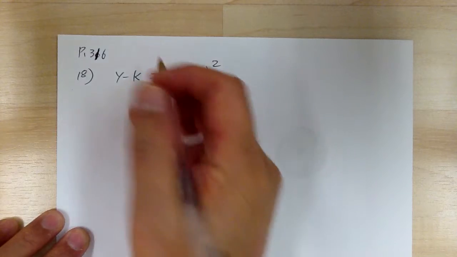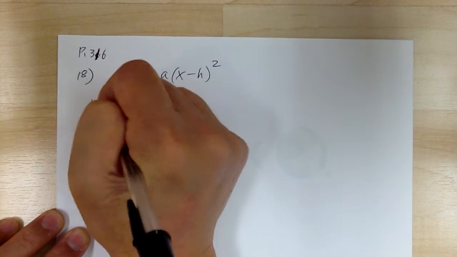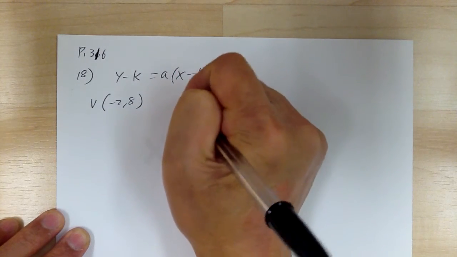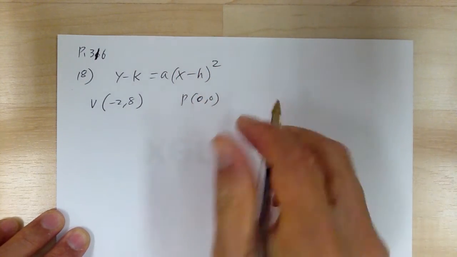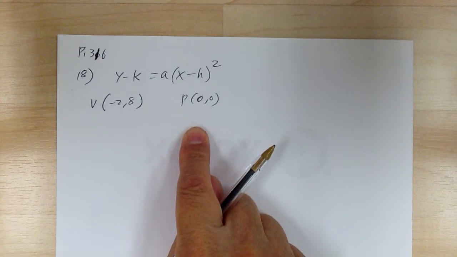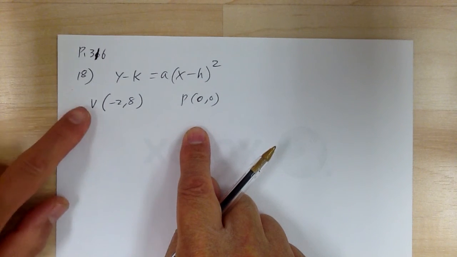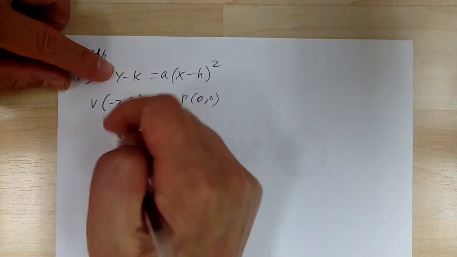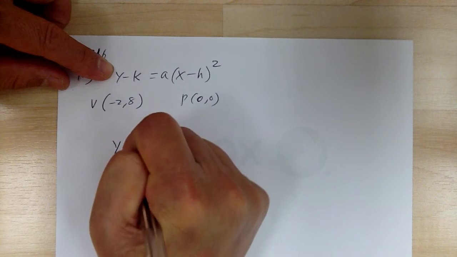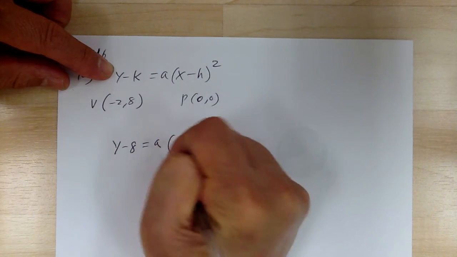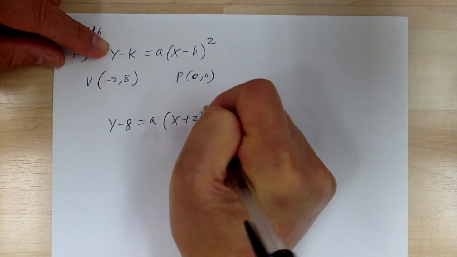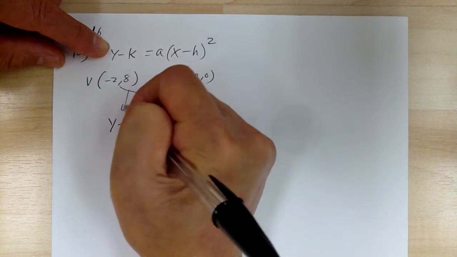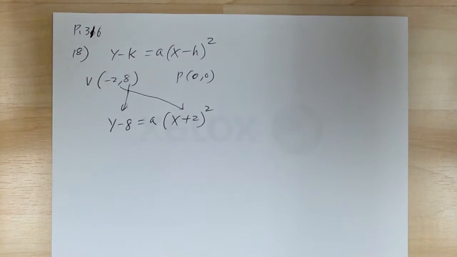So number 18, it says the vertex is negative 2, 8, and it contains the origin. So it has a point. So P is a random point. Okay, so P is a point on the graph. So first, again, you want to get the vertex in the equation. So vertex is negative 2, 8. So your equation is going to be y minus 8 equal to a times x plus 2 squared, right? So from this you get that, right? That's where I get that information from. Okay?